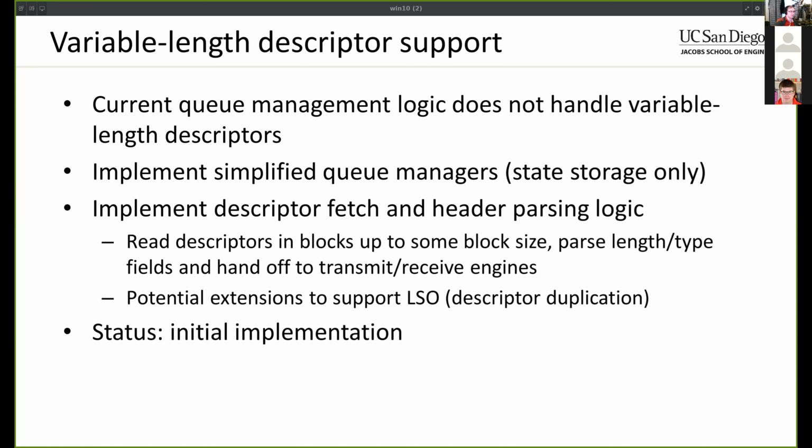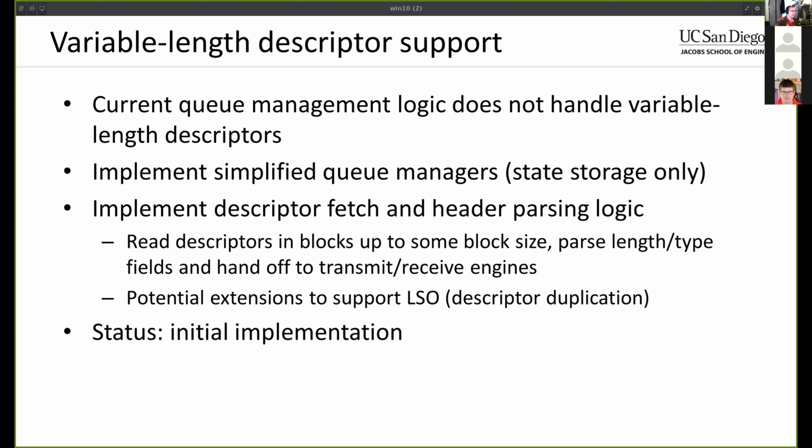So the current queue management logic doesn't handle variable length descriptors. It's designed for all the descriptors to have fixed lengths, and you can just request a descriptor and it'll give you the physical address, and then you can just DMA it. That doesn't work if the lengths of the descriptors are variable, because you need to read one descriptor before you can know where the next one starts.